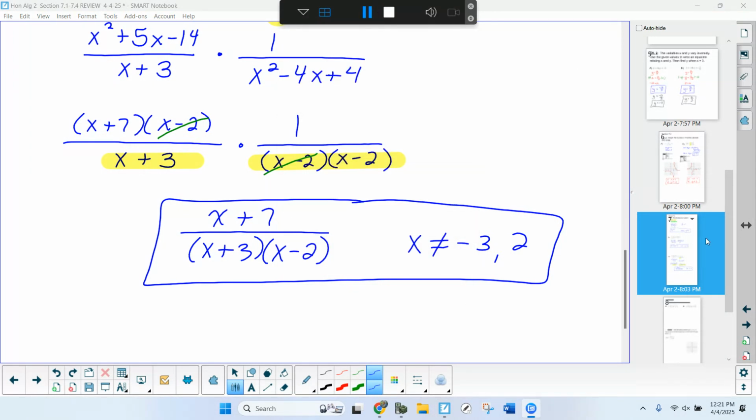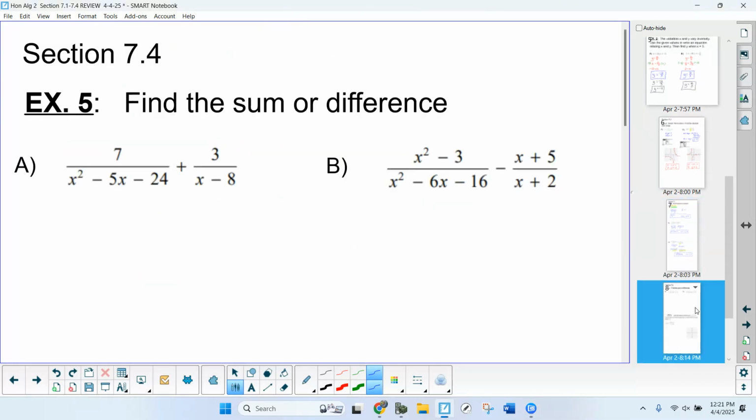All right, next one. Find the sum or the difference. The sum. Oh, I do have one like a sample 6. The sum or the difference. All right, what do we have to add or subtract? We have to have what?